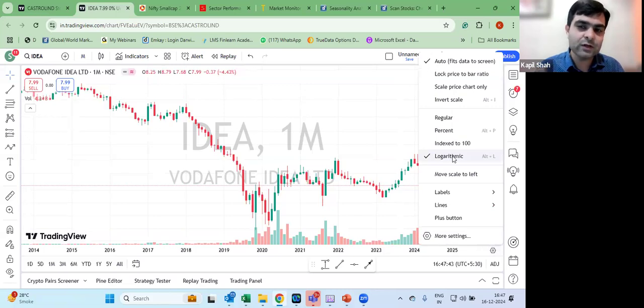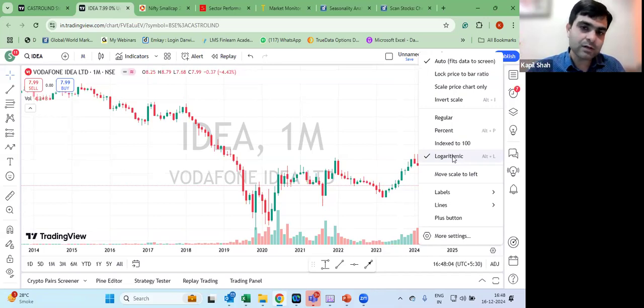Now, what is the difference between logarithmic and linear? Why does the same stock, same chart, same time frame look different? Because linear is based on the absolute price movement. Now, let's say one stock has moved from 10 rupees to 20 rupees. So it has moved up by 10 rupees.